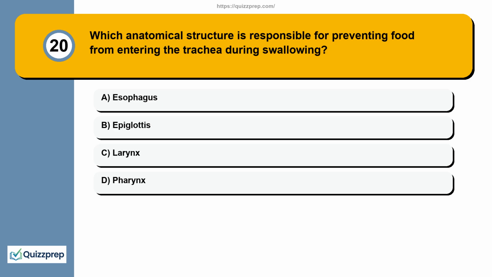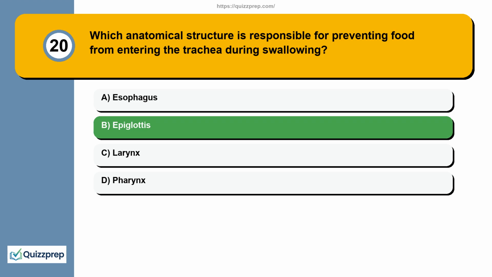Question 20. Which anatomical structure is responsible for preventing food from entering the trachea during swallowing? Here are your options. Option A: esophagus. Option B: epiglottis. Option C: larynx. Option D: pharynx. The correct answer is option B: epiglottis.